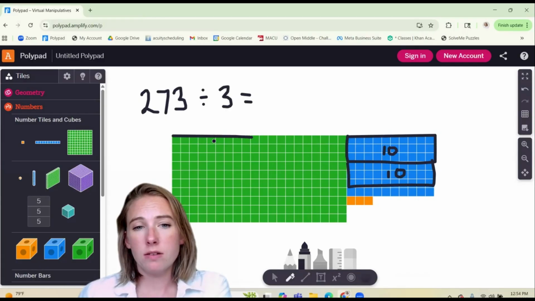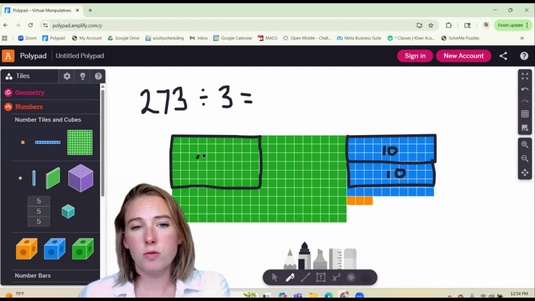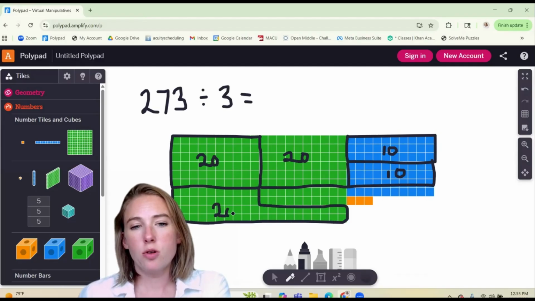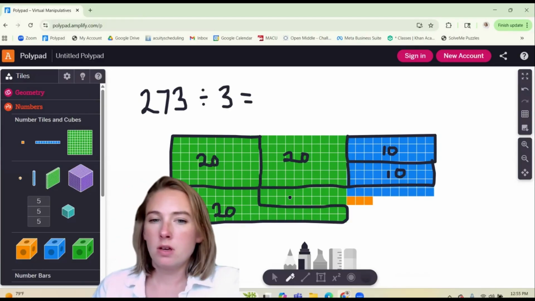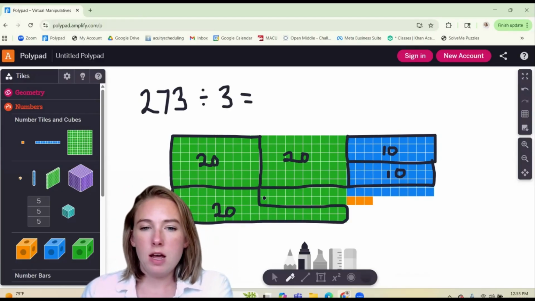1, 2, 3, 4, 5, 6, 7, 8, 9, 10. 1, 2, 3, 4, 5, 6. Okay, so that's a group of 20. This is another group of 20. And then this is another group of 20. Another group of 20 threes. And then here's a group of 10, 20, 30. So that's a group of 10 threes.